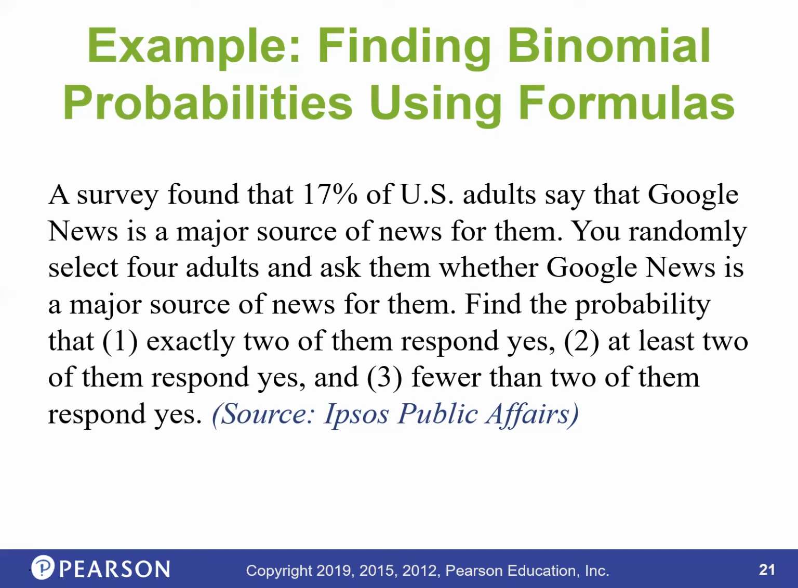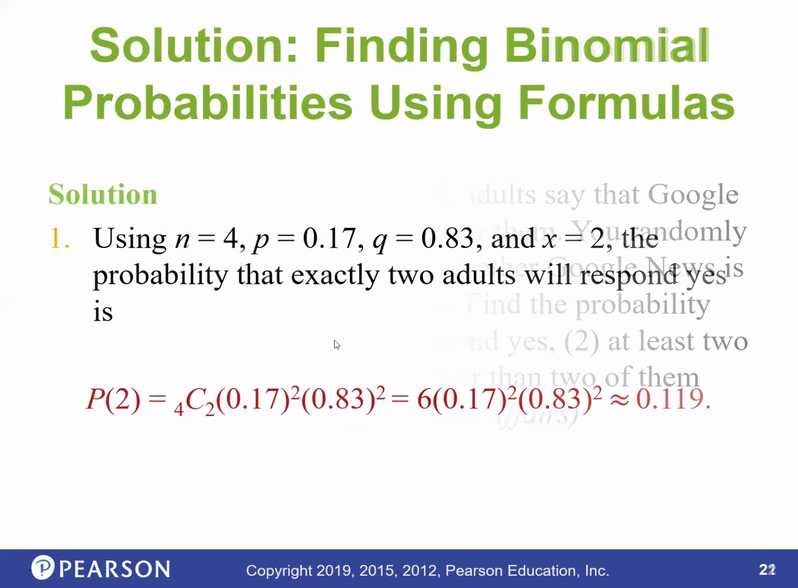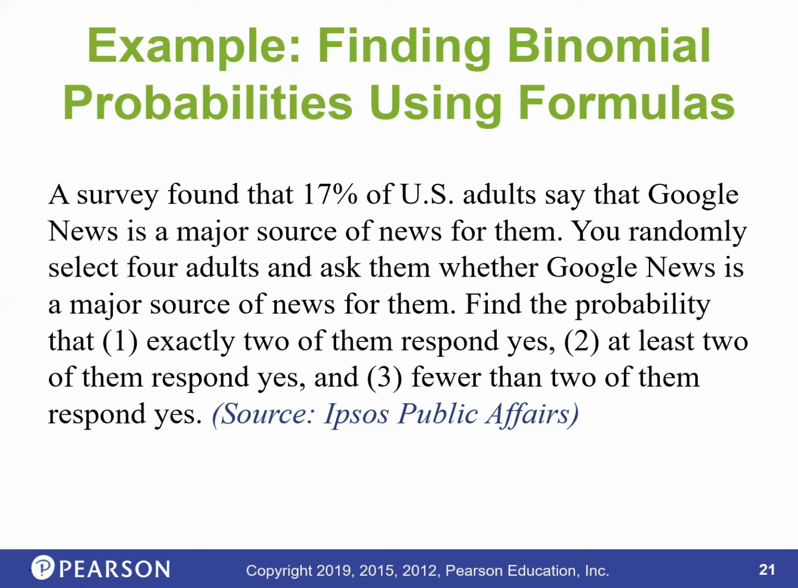I think you're like 0.17, right? It's this guy here. This is your success right here. What's your failure rate? Eighty-three would be your failure rate, 0.83. And then the X value. The X value is how many you need. So exactly two. Hold on just a little longer. The answer is 0.119.